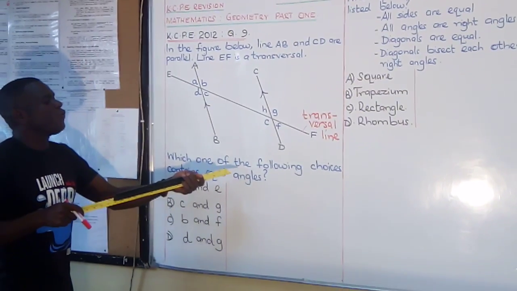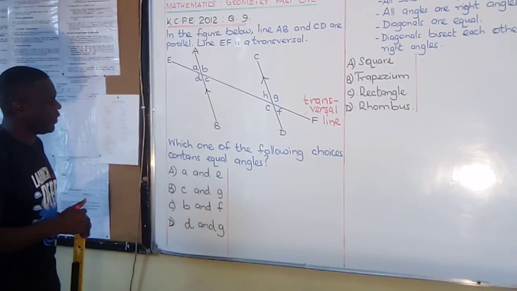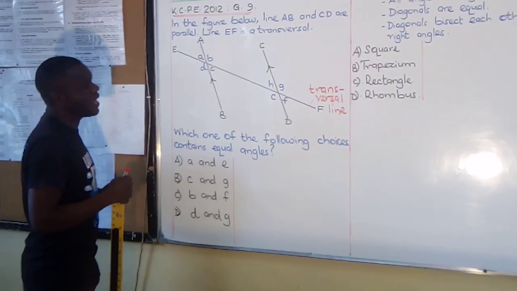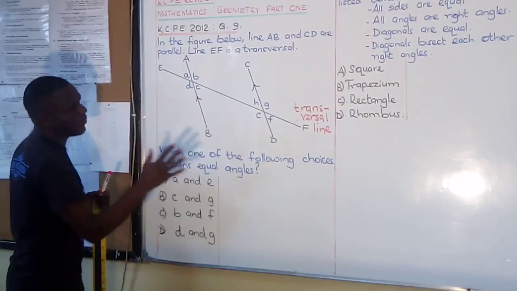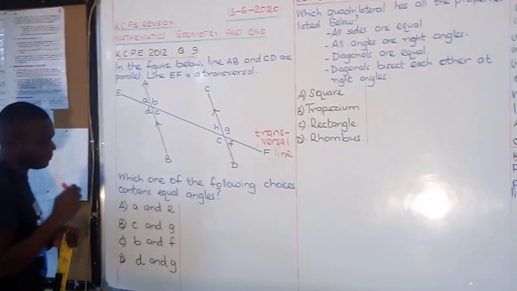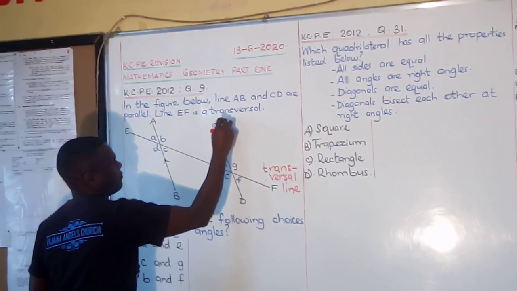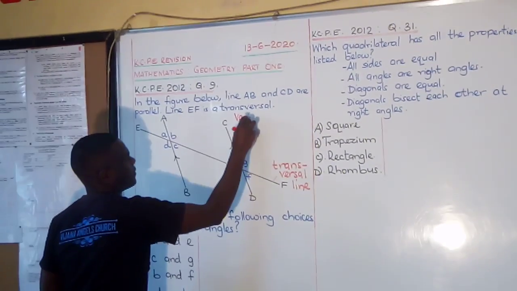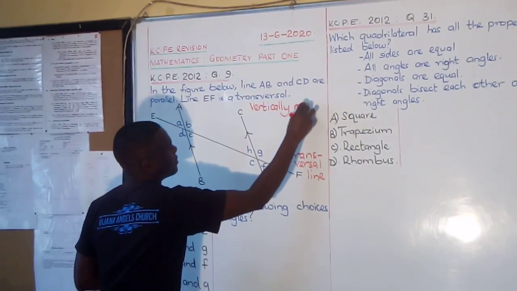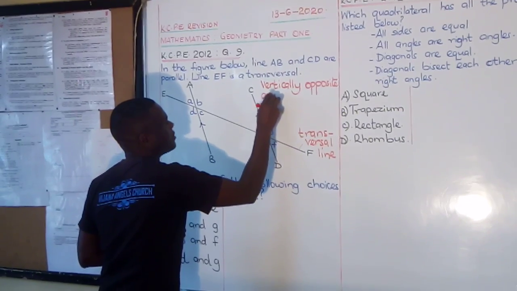Now, which one of the following choices contains equal angles? I want us to learn some things here. I will write here and there. So let me begin by writing there. There is what you call vertically opposite angles.